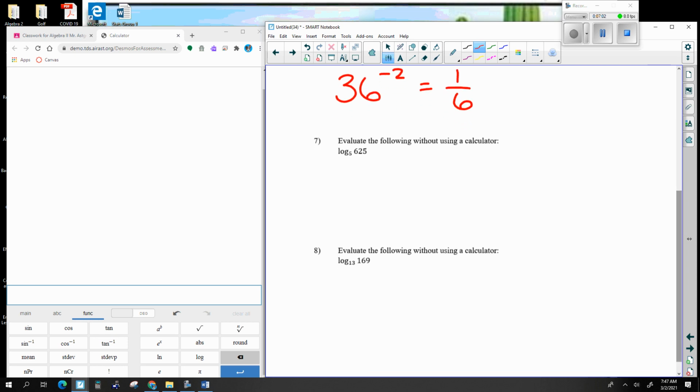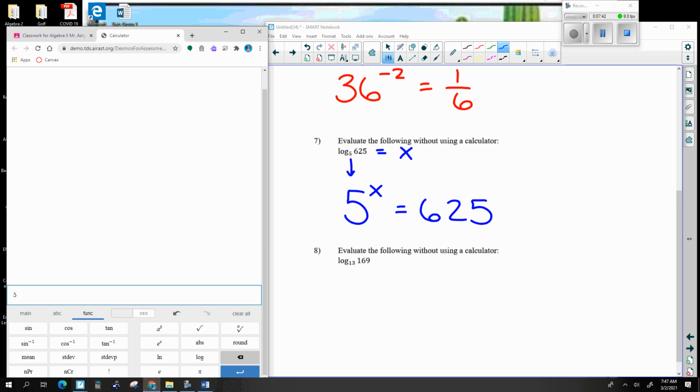Okay. Evaluate the following without using a calculator. All right, so what is the answer to this? Okay, that's the question. What is this equal to? And so what I do is I kind of think of this as being equal to something unknown, like the letter X. And then I rewrite it. Right, so I see that the base is 5, so 5 to the X is equal to 625. So I need to figure out what power of 5 will equal 625. So let's just kind of play along.